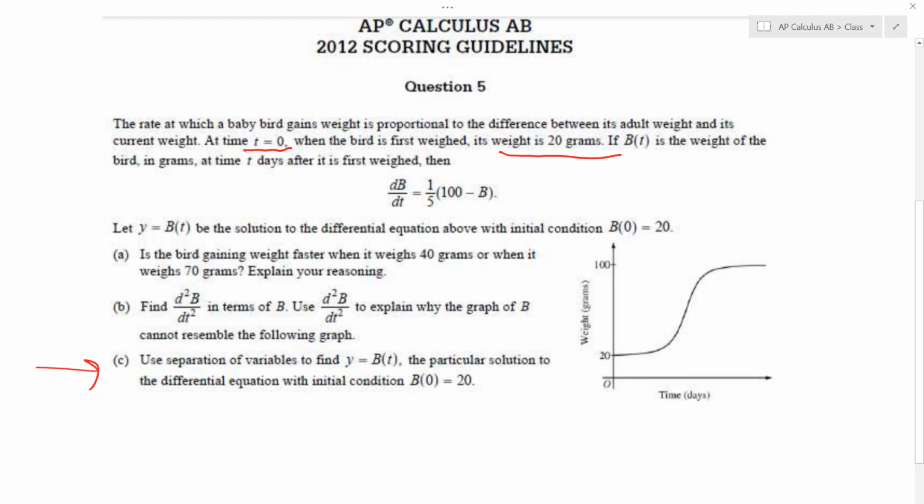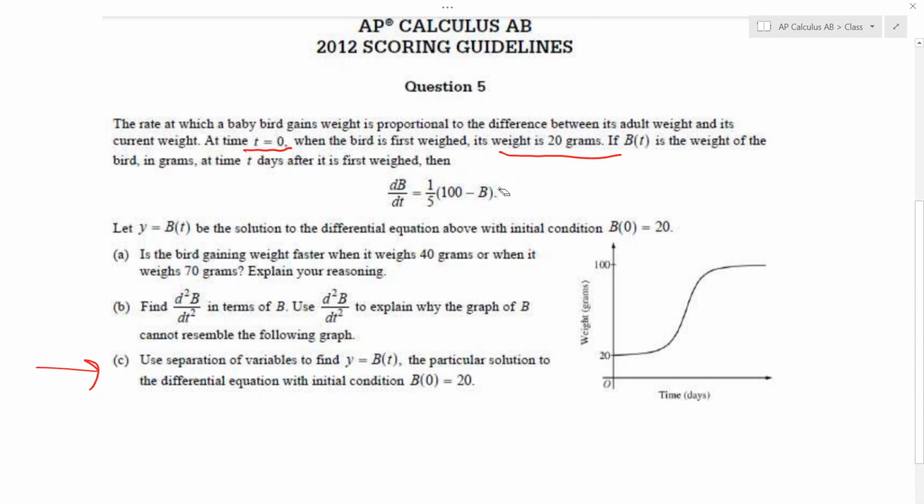Use separation of variables. That's a fancy way of saying separate both sides, right? That's all we ever do, and then integrate both sides. So we're going to get there. And they also tell me the derivative of the weight is right there. Now, most of the time we see derivatives depending upon the independent variable, like t in this case, right? Usually it says dB/dt equals something with t's in it. This just has a B in it. It doesn't matter. The weight tells you what the rate of change is going to be.